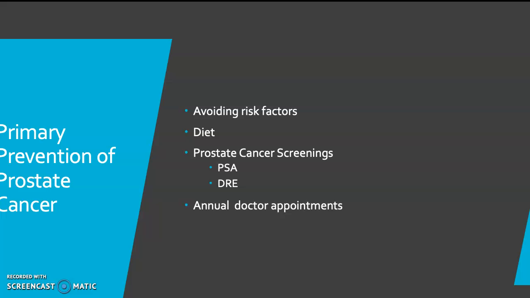Screenings play a major role in primary prevention. Men at the age of 50 should start being screened routinely unless risk factors indicate an earlier age. A PSA level should be drawn at these screenings to monitor for a rise in levels. An elevated PSA level indicates that there is a problem in the gland, more than likely indicating prostate cancer.